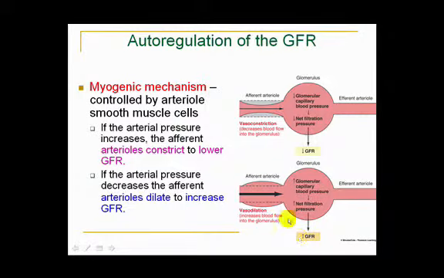So if blood pressure gets too high, that means filtration rate would be too high. So you'd vasoconstrict, bringing the pressure back down to normal. If blood pressure dropped in the afferent arteriole, then your filtration rate would drop too low. So you vasodilate, getting more blood in there and bringing your filtration rate back to normal.